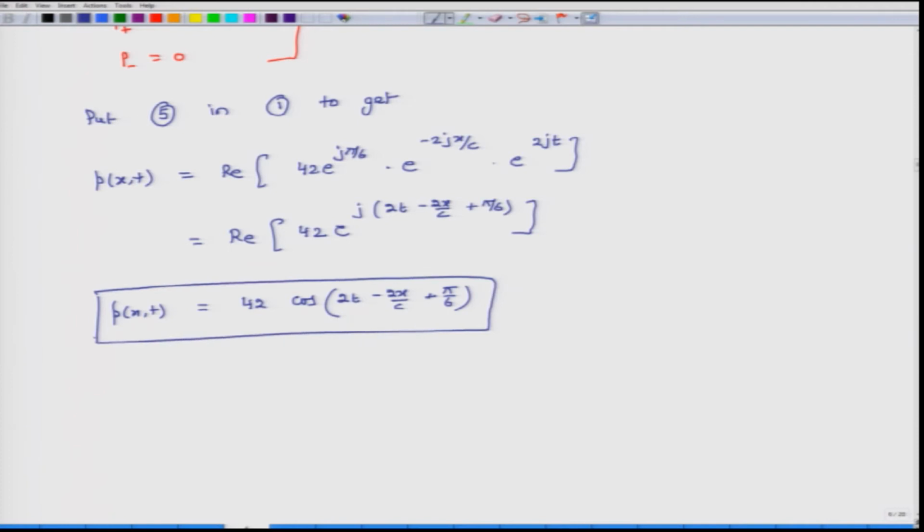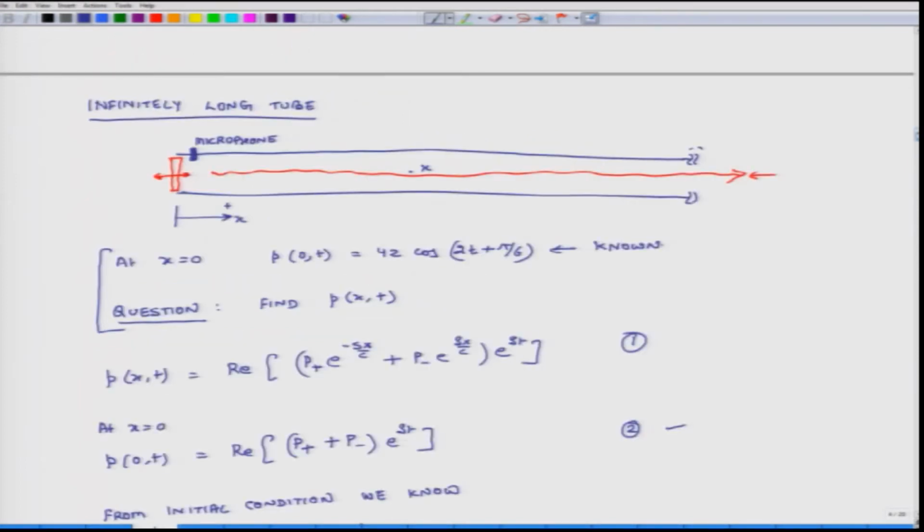So, this is the solution. What we have done in the last 10-15 minutes is that we have considered all the information which was made available for this problem. One piece of information was the value of pressure at x equal to 0 at different times, and the other, based on the physics of the problem, is that there is no reflected wave in the system.